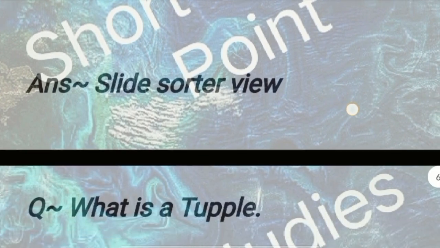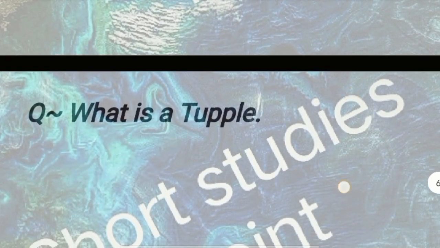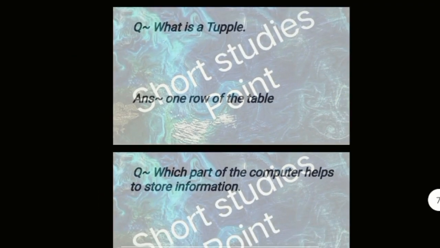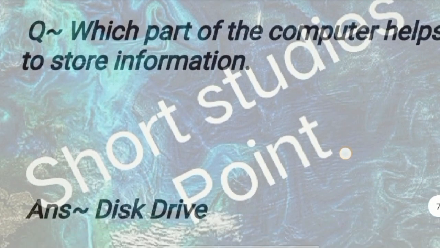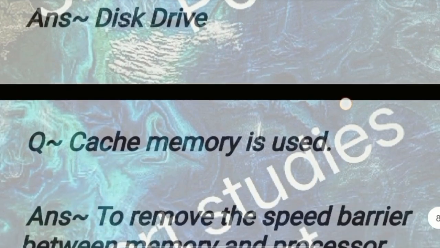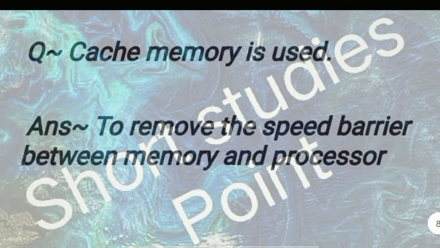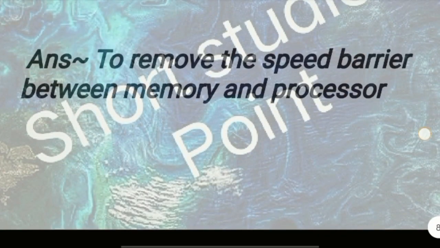Next question: Which is a view in PowerPoint? Answer: slide sorter view. Next question: What is a tuple? Answer: one row of the table. Next question: Which part of the computer helps to store information? Answer: disk drive. Next question: Cache memory is used to remove the speed barrier between memory and processor.